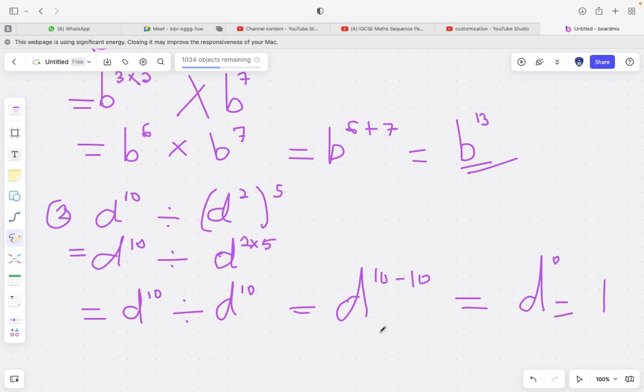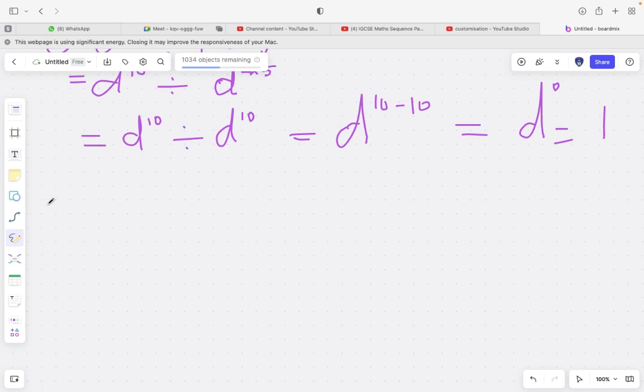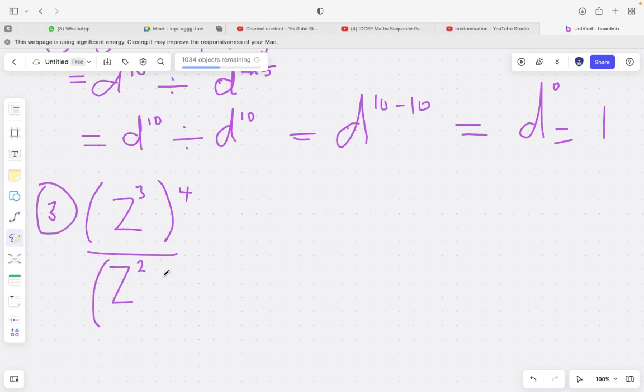So I think let's look at just one problem, and then we're good to go. Now, third application, combining law 1, law 2, law 3: z to the power of 3, bracket 4, divided by z to the power of 2, bracket 5. These are so easy, trust me. Just go through this video again and again. It's easy.